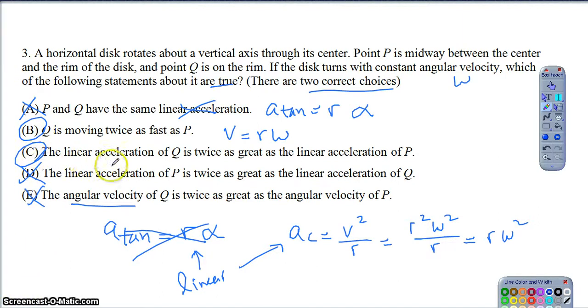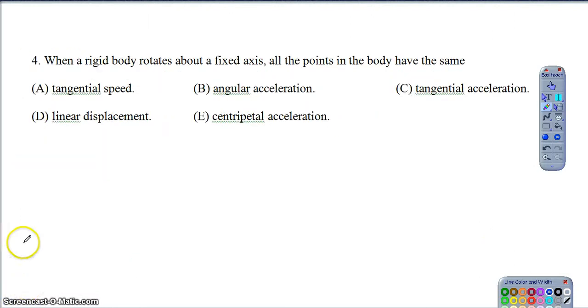The biggest part to pay attention to is what does it mean to be linear acceleration? Again, linear acceleration truly means both tangential and centripetal, but since we have a constant angular velocity, the tangential acceleration is 0, so I only have to look at what happens to the centripetal acceleration. Question 4 is hopefully a pretty quick concept question, right?